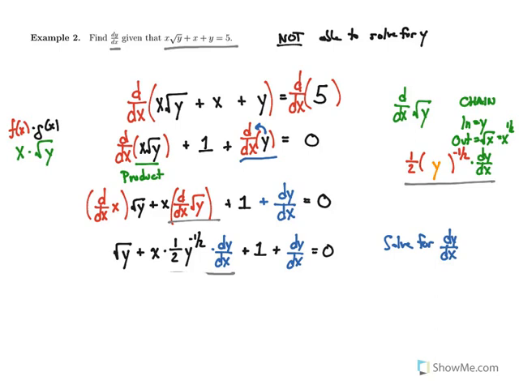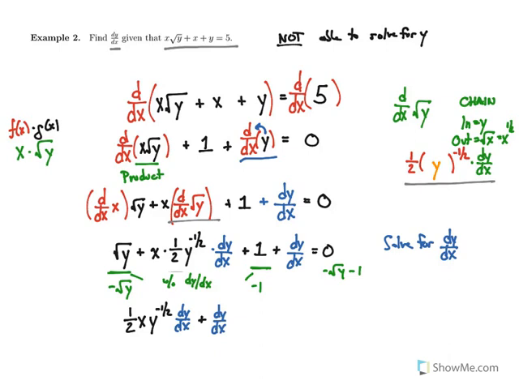So we are going to move everything without dy/dx. So these are without dy/dx, and we're going to move those to the other side. So I'm going to subtract root y, subtract 1, and do that to the other side as well. Now I'm going to be left with 1/2 x y to the negative 1/2 dy/dx, plus dy/dx equals negative root y minus 1.